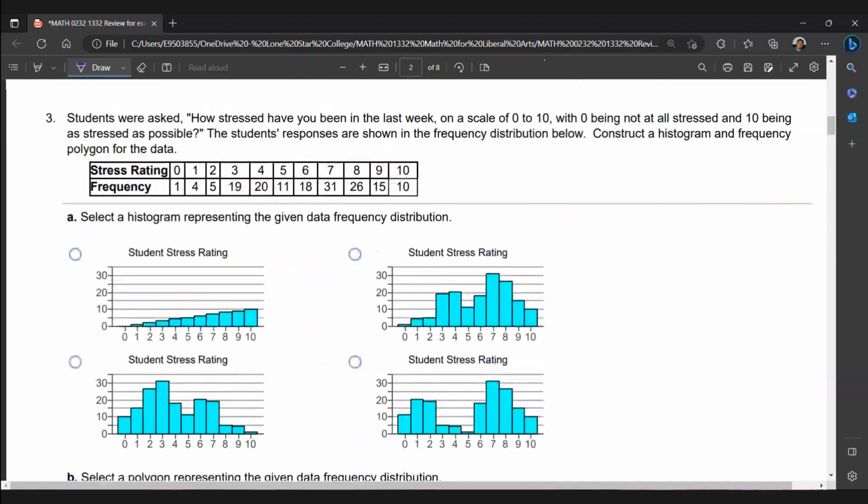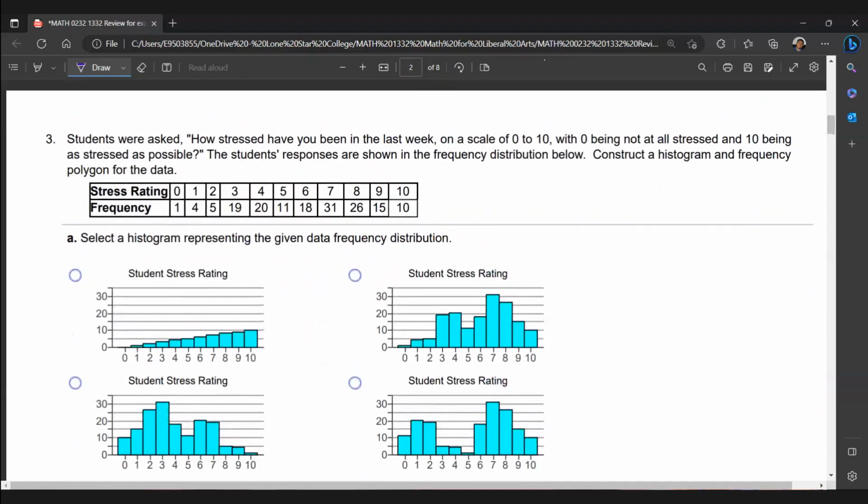All right. Number 3. Students were asked, how stressed have you been in the last week on a scale from 0 to 10, with 0 being not stressed at all and 10 being as stressed as possible. The students' responses are shown in the frequency distribution below. Construct a histogram and a frequency polygon for the data.